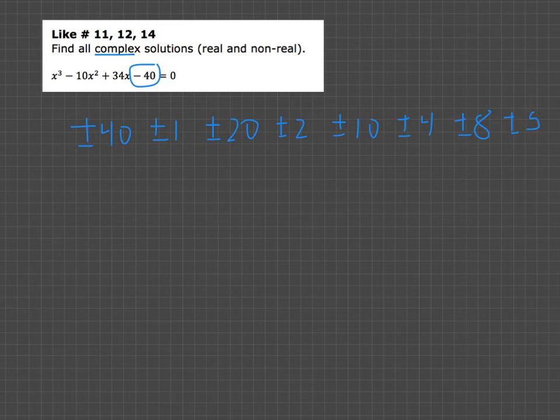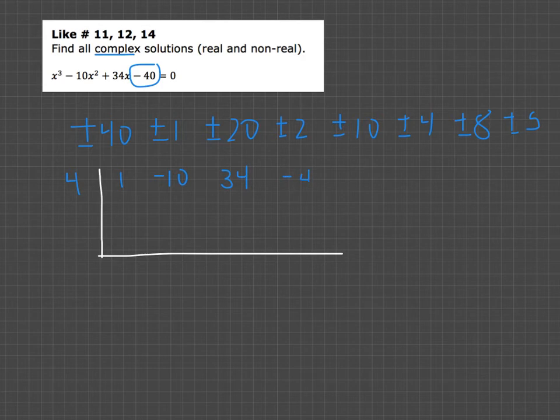And now we want to test some out to see which ones are the actual rational zeros. Hopefully you have practiced this and you have discovered that 4 is a good one to try. So let's write out the coefficients, 1, negative 10, 34, negative 40, and go through the synthetic division. Bring down the 1, multiply, add down, multiply, add down, multiply, add down, and we get a 0. So that means that 4 is a zero.